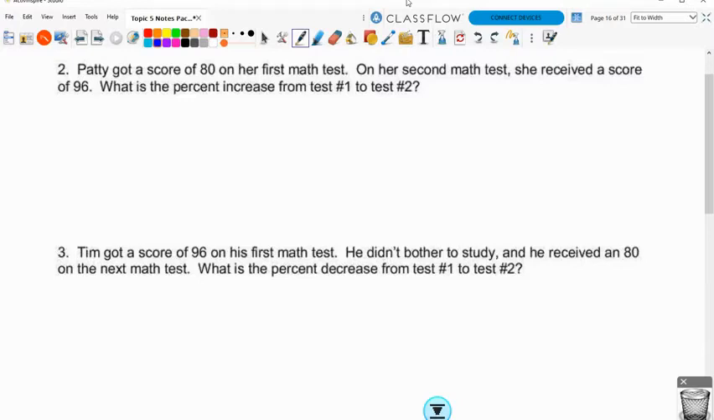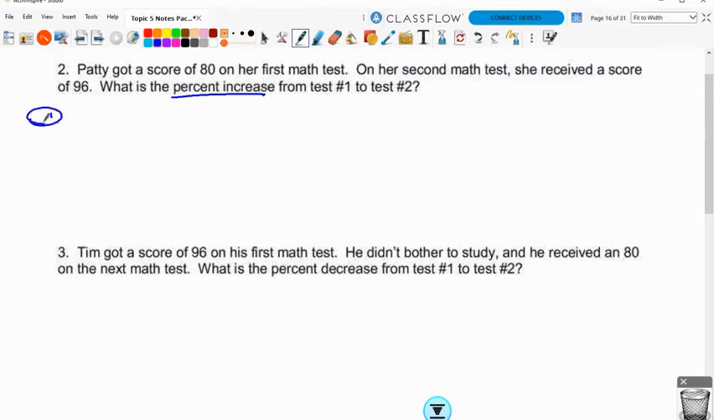In our second example, we're told that Patty got a score of 80 on her first math test. On her second math test, she received a score of 96. What is the percent increase from test 1 to test 2? Again, it's a percent increase because her score went up from the first test of 80 to the second test of 96. Our process, though, is going to be the same.